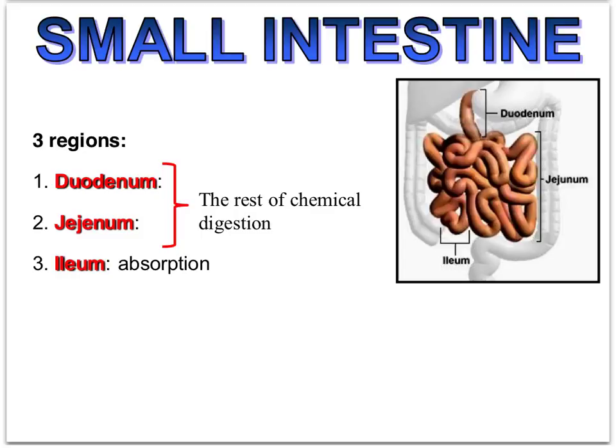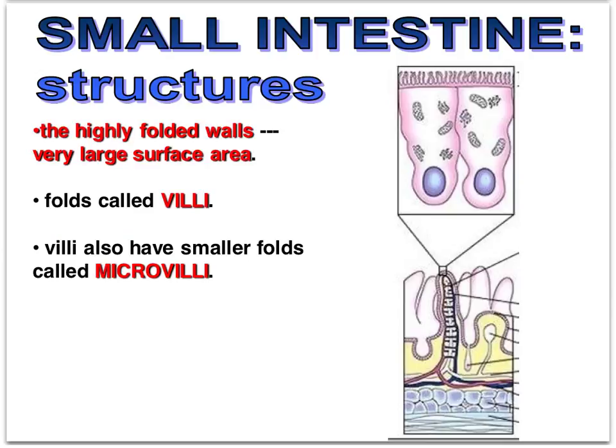The small intestine has three regions: the duodenum, the jejunum, and the ileum. These first two regions are involved in the remainder of chemical digestion to break down the macromolecules into their monomer form so that the ileum can absorb those monomers. Okay, so that small intestine's function is digestion and absorption.